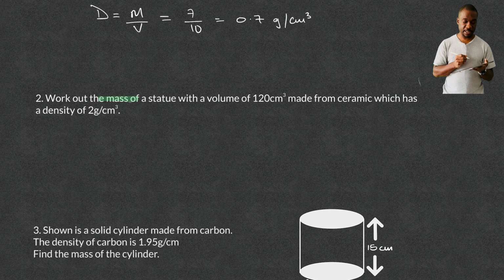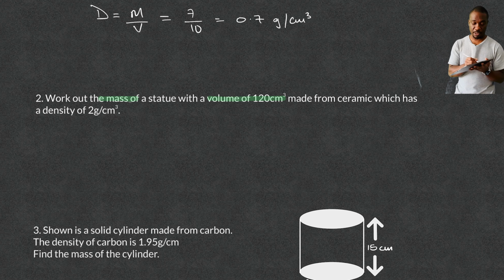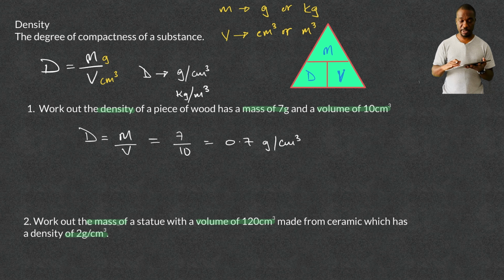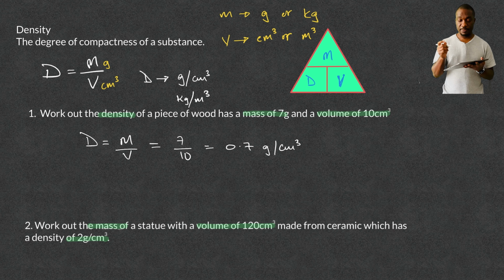Work out the mass of a statue that has a volume of 120 centimeter cube made from ceramic, which has a density of 2 grams per centimeter cube. All right, this is all good. So we'll work with this. Now they want the mass. Let's go back to my little triangle up here. The cheater's way: if you want the mass, then it's density times volume.